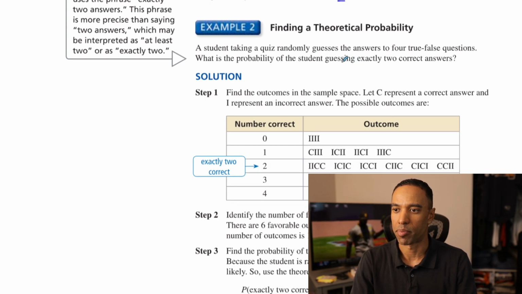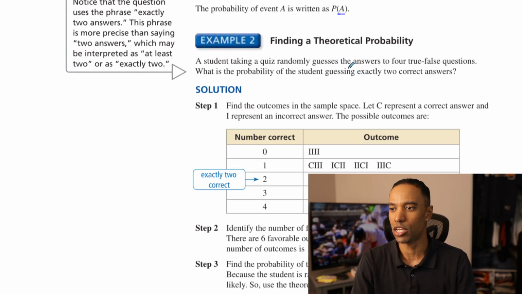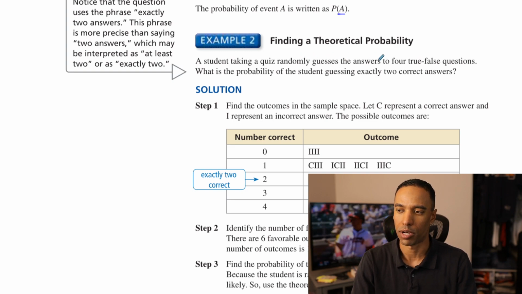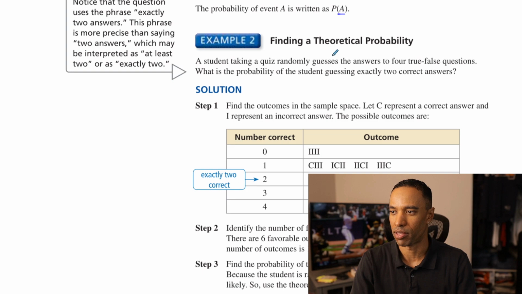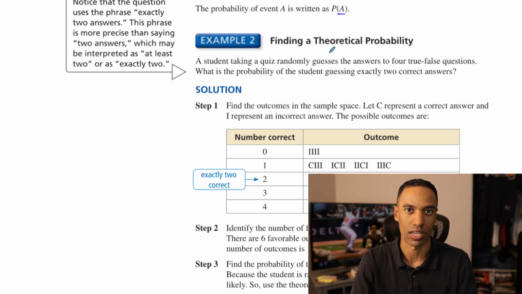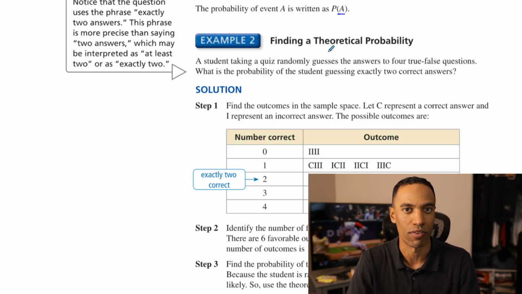Finding a theoretical probability. A student taking a quiz randomly guesses the answers to 4 true-false questions. What's the probability of the student guessing exactly 2 correct answers? Good kind of question for students to observe this kind of thing.